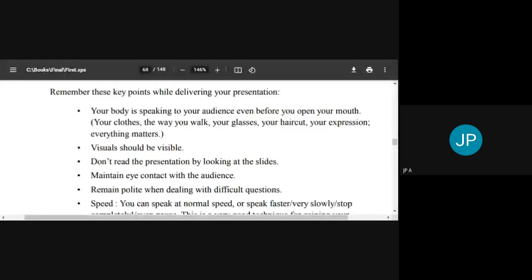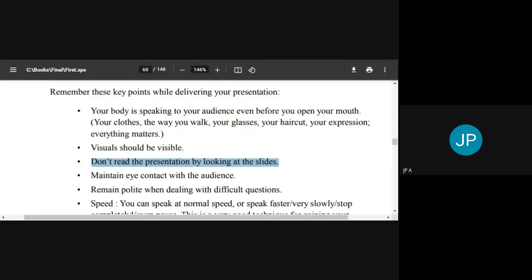So when you are using slides, these slides should be very clear before the audience. So the font, the color of the font, the background, the pictures, everything should be very clear to the audience. And this is a very important thing. We should not read the presentation by looking at the slides. Slide കൊടുത്തിട്ടില്ല അങ്ങനെ തന്നെ വായിക്കാനല്ല അവിടെ നമ്മളുള്ളത്. We are there to explain what is there on the slide.